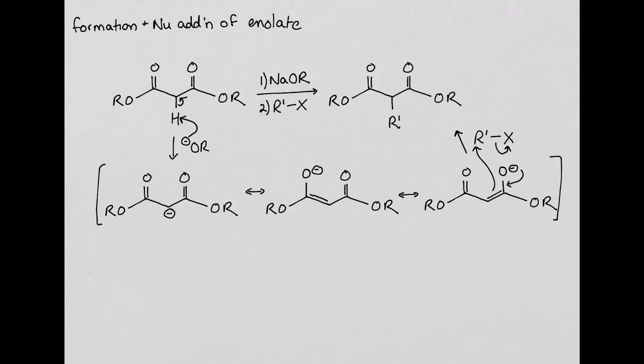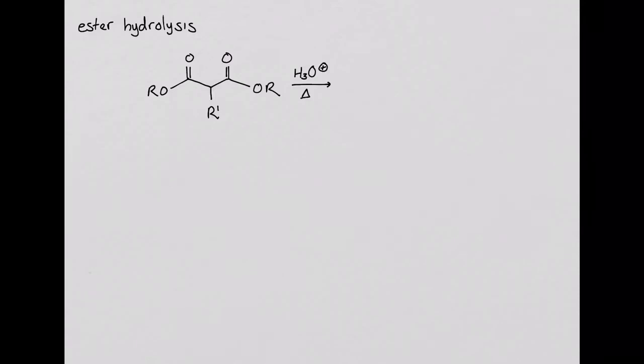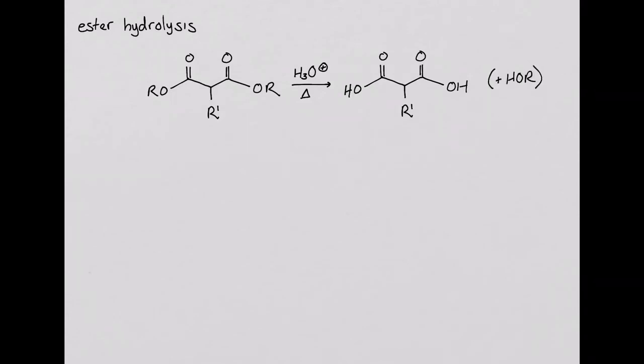Next, let's consider the ester hydrolysis step. In the ester hydrolysis step, the substituted malonic ester is treated with strong aqueous acid and heat to produce the substituted malonic acid. The alcohol of the original R group is also produced. The mechanism for the hydrolysis of an ester in aqueous acid is exactly the reverse of the mechanism of the Fischer esterification. In the first step of the mechanism, one of the carbonyls is protonated.